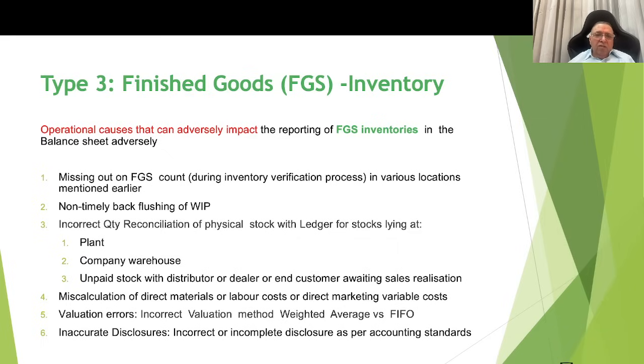Incorrect quantity reconciliation of the physical stock with the ledger, for stocks lying at the plant and at the company warehouses, and unsold stock with the dealers, distributors or end customers awaiting sales realization. Number four, miscalculation of the direct materials, labor cost or direct marketing variable cost. Number five, valuation errors, incorrect valuation method of weighted average versus first in first out. Number six, inaccurate disclosures, incorrect or incomplete disclosure as per the accounting standard.